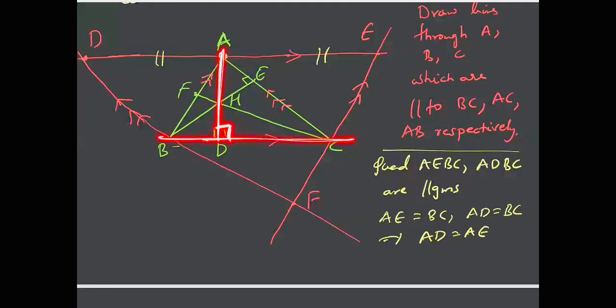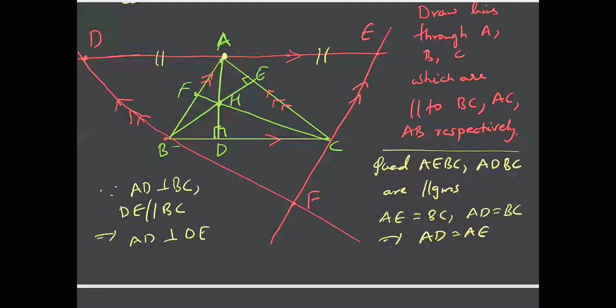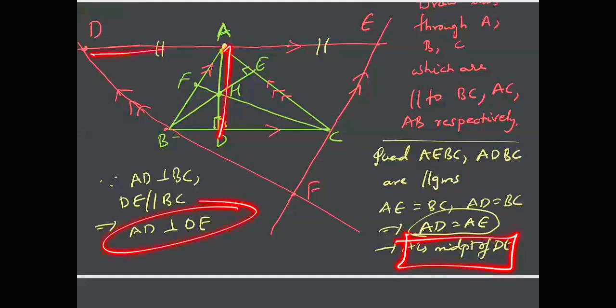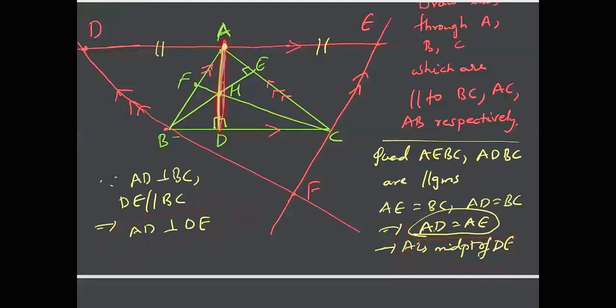AD is perpendicular to BC because it is an altitude. So DE is parallel to BC and AD is perpendicular to BC, then AD is also perpendicular to DE, right? Since AD is perpendicular to BC and DE is parallel to BC, this implies that AD is also perpendicular to DE. Fine. So since AD is equal to AE, this implies that A is the midpoint of DE. Okay. So since A is the midpoint of DE and AD is perpendicular to DE, what can I say about AD? AD is the perpendicular bisector of side DE, right?